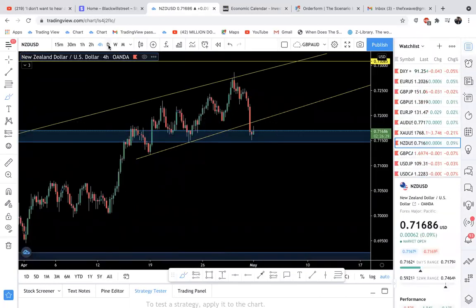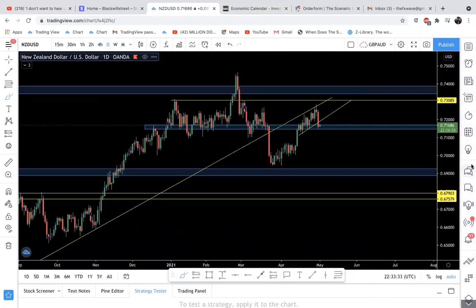NZDUSD. So NZDUSD, it's another major, trades in line with the dollar.